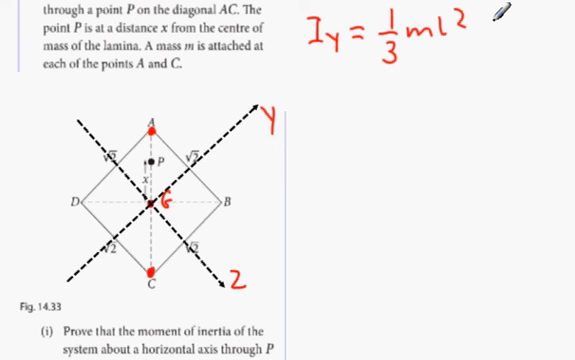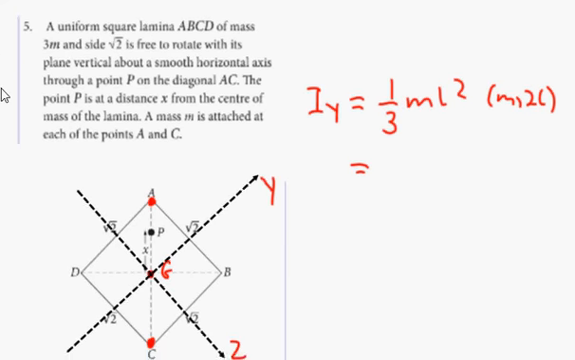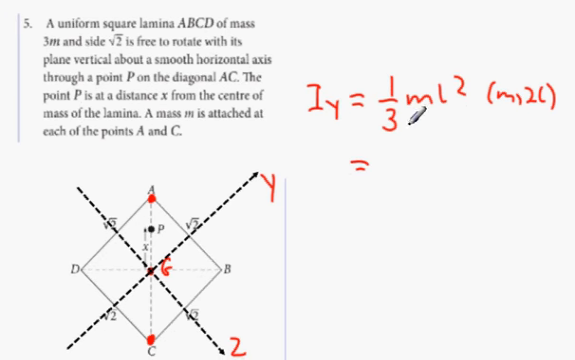But we've got to check that. That's for mass m, length 2L. What's the mass in this question? Mass 3m. And what are the side lengths? The length is 2L, which equals root 2. This means that L equals root 2 over 2.